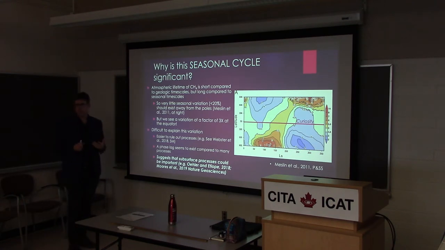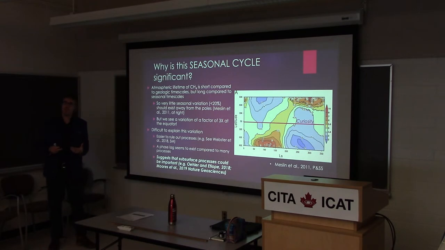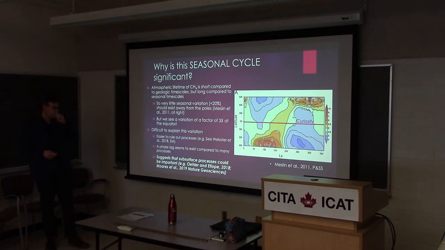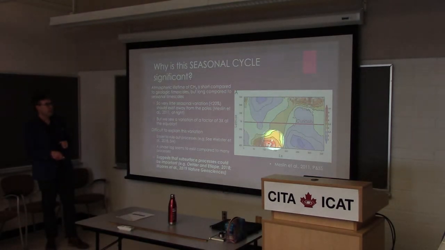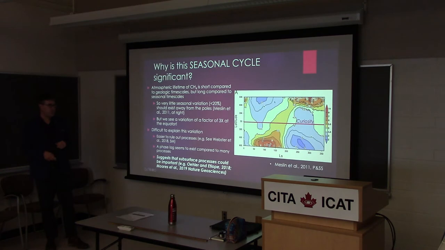The amount of difference we saw was enormous. Between the lowest part of the year and the highest part of the year is a factor of 3 change in the concentration. It's really hard to do that in chemical systems. When we look at most typical processes that we know are acting on Mars, like Pierre-Yves Meslin did in 2011, that's what this plot is over here, he doesn't see a lot of variation.